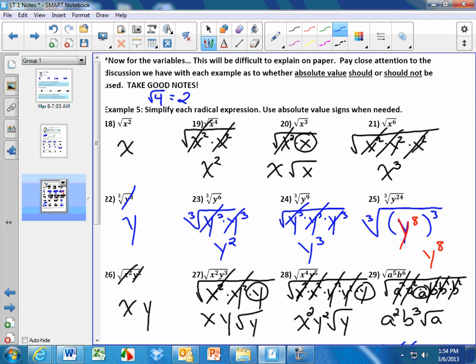But let's take a look at number 18 and talk about that square root of 4 and that square root of x squared. If I asked you the square root of 4, you'd say 2. Not negative 2, you'd say 2.